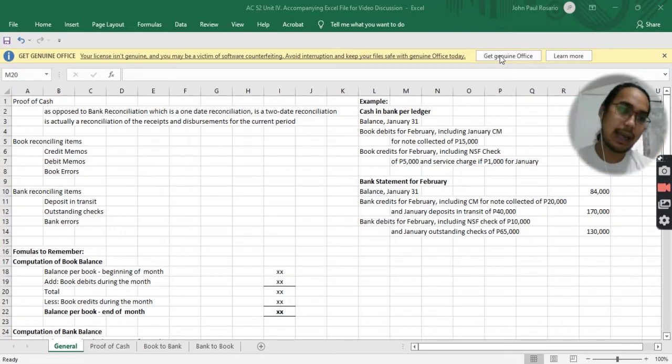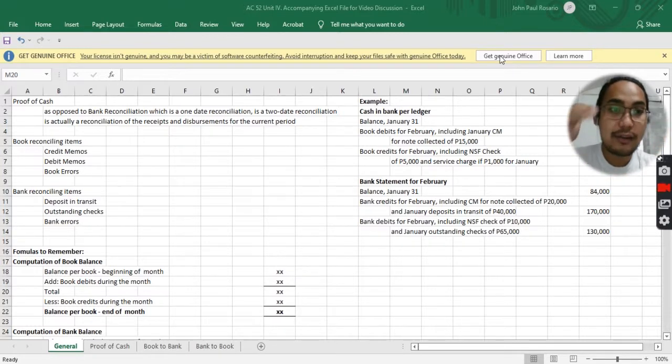Okay? So, for bank reconciling items, those are the items that are found in the book but are not yet recorded in the bank. So what are those? We have deposits in transit and outstanding checks. Why is it, sir, that there are items that are already in the book but not yet in the bank? So imagine you deposited money but it has not yet been cleared in the bank. Or you wrote a check, and when you deposit it in the bank, there is what we call a clearing period. So it does not automatically appear in your bank statement.